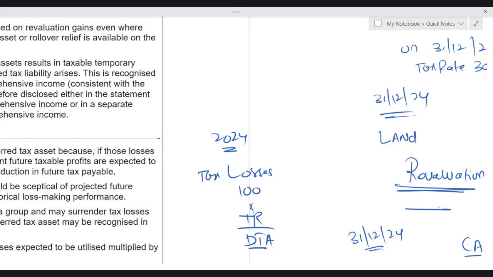So you have to make sure what amount of profit you are going to have in the future against which you will be utilizing the taxable loss. If your estimated profit for the future is less than the taxable loss, then whatever the profit amount is, multiplied by tax rate, you will recognize as deferred tax asset. If your estimated future taxable profit is more than 100 million, then obviously 100 million multiplied by tax rate, you will recognize the deferred tax asset.